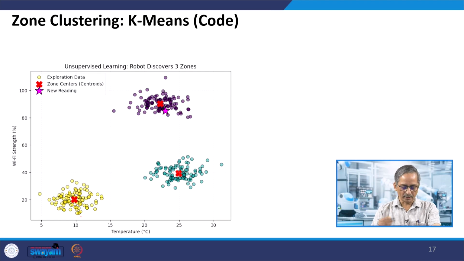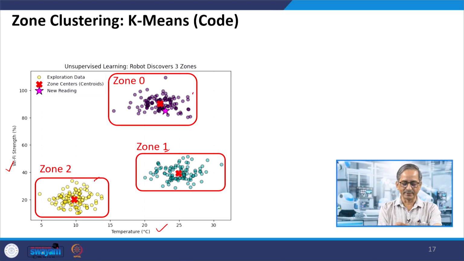So here is the plot, so you have the temperature and Wi-Fi strength. We have generated those 100 data points for each zone. So we have these 3 zones. We classify say this is zone 0, this is zone 1 and this is zone 2, the 3 clusters basically, and the zone centers are also marked here. And say this is my new reading coming over here, and with the location of the new reading I can predict that it belongs to zone 0.